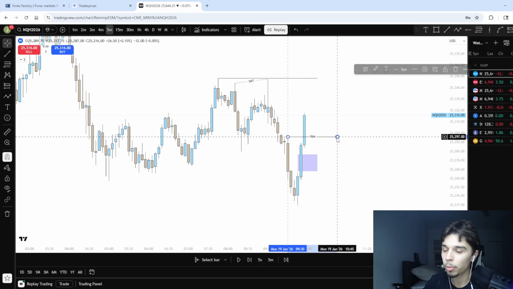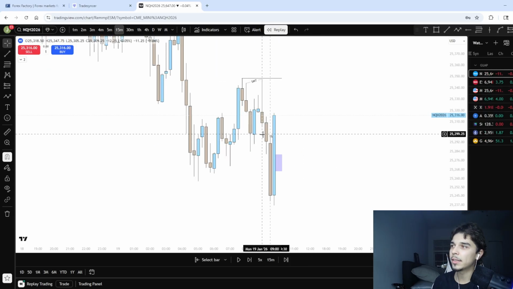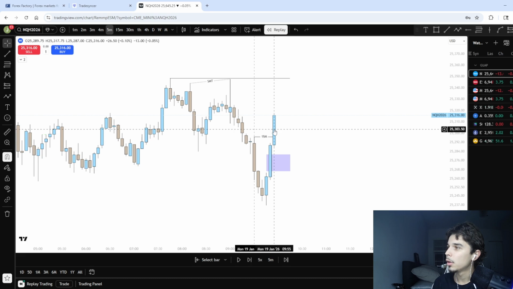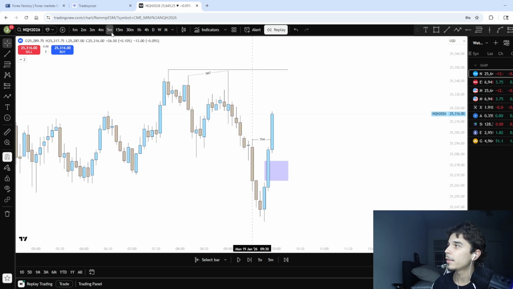I need to see a pullback so I can get a better entry, right? And now, even though we're still kind of inside of this 15-minute, this candle is closing at 10 o'clock. Let's see what time it is with this candle. So it's 10 o'clock. So simultaneously, this 15-minute and this 5-minute just got inverted.